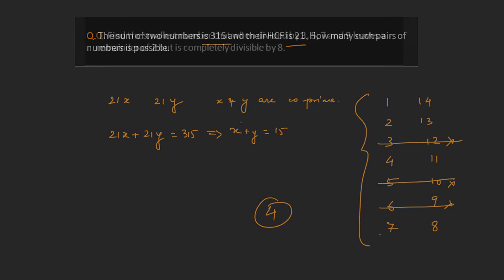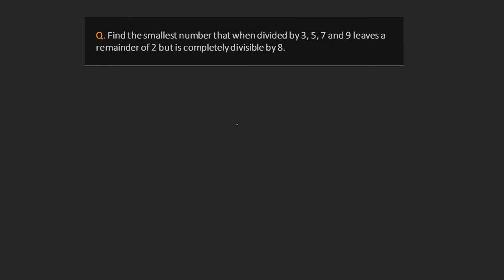Alright, another question. Find the smallest number that when divided by 3, 5, 7 and 9 leaves a remainder of 2 but is completely divisible by 8. This is a very good question and there's a lot to learn. So I'll need you to focus.